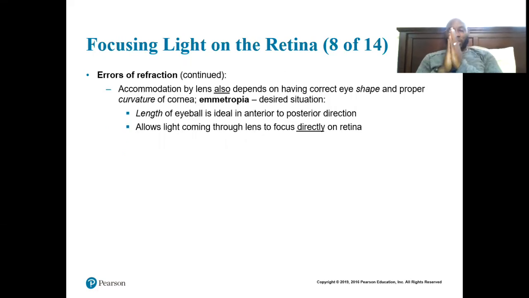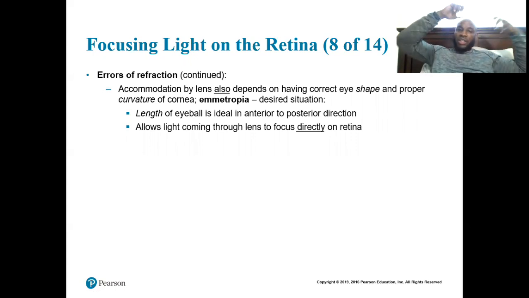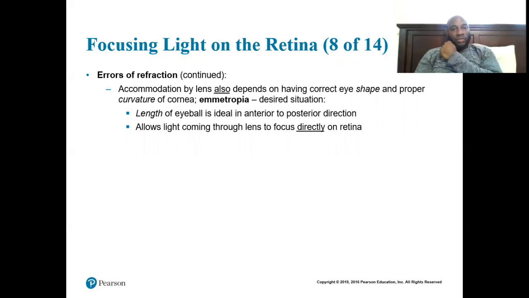So your ability to see, your accommodation, the ability for your cornea, but more importantly, your lens to be able to focus light onto the back of your retina depends on its ability to have the correct shape.